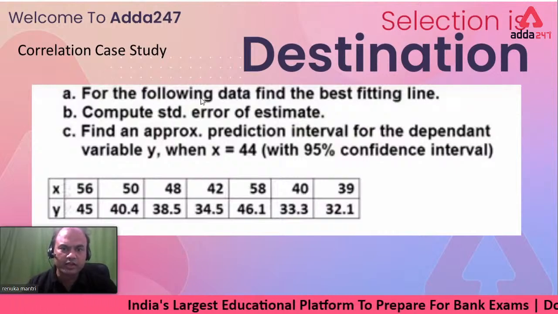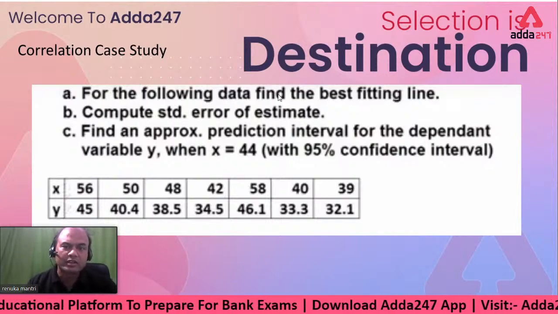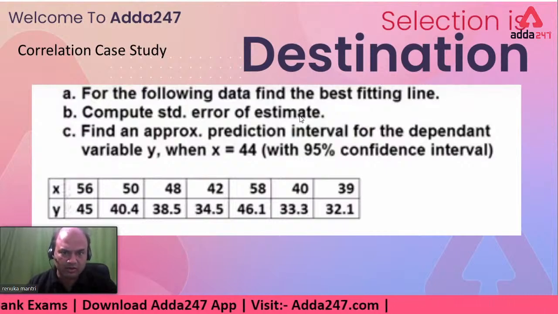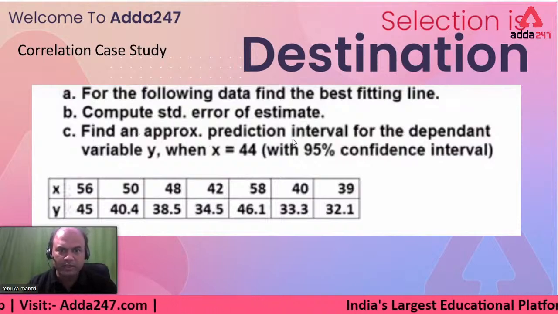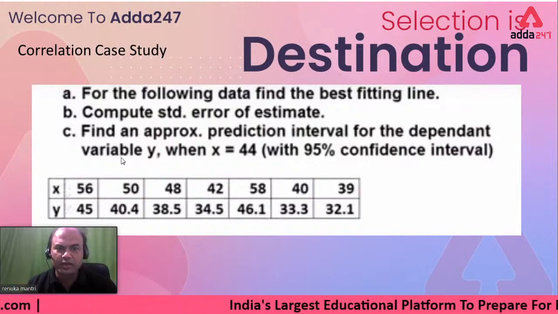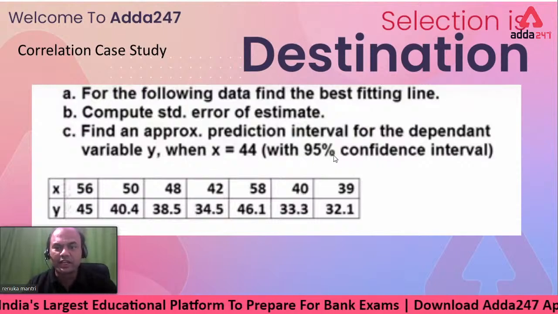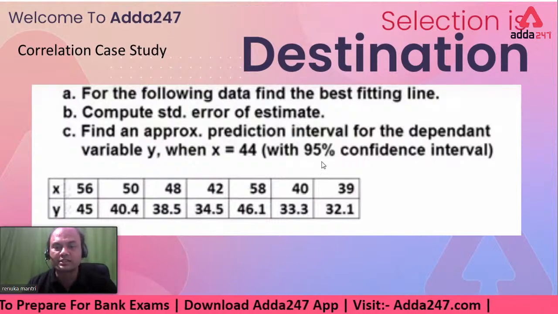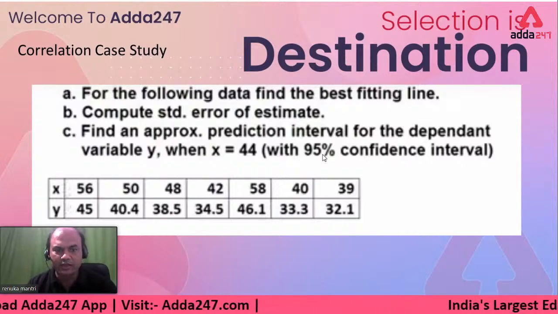For the following data, find the best fit line. Best fit line means the regression line. Compute the standard error of estimate. Find an approximate prediction interval for the dependent variable y when x equals 44 with a 95% confidence level. Now what is 95%? We already discussed it yesterday: 3 levels were there, 68, 95, 99, right?